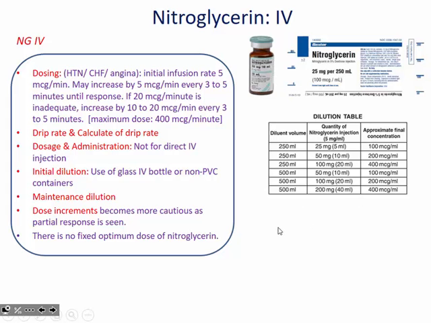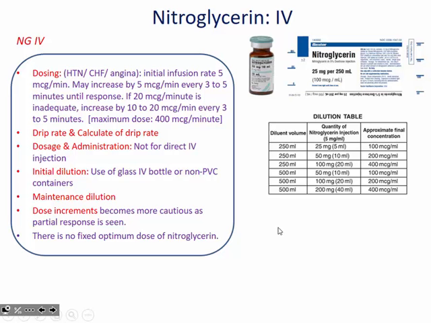Again, in practice, this is really great for ER situations, where the great thing about IV is it directly gets into the systemic circulation, so your onset is right away. It's a very rapid onset, and also, when you are in the ER and giving nitroglycerin IV, you can also monitor heart rate and blood pressure, and so you can actually titrate the effect. Again, there is an initial dilution you use, and then you maintain. So you go slow and increase your dose with time.